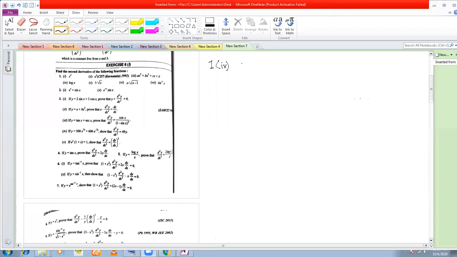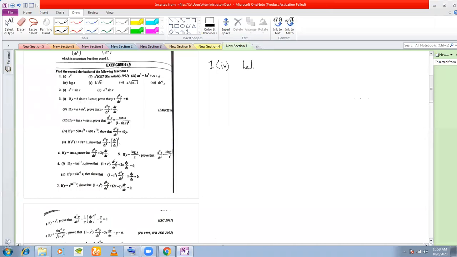Okay. So we say let y is equal to log x. You need to find d2y dx2. So first find dy dx. dy dx is 1 by x. So I don't need to write ddx of log x. Is it okay?